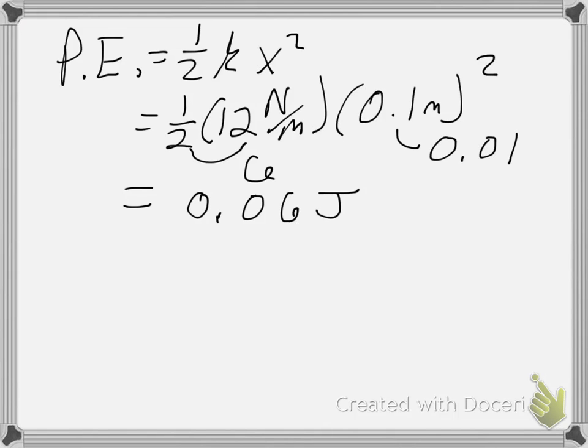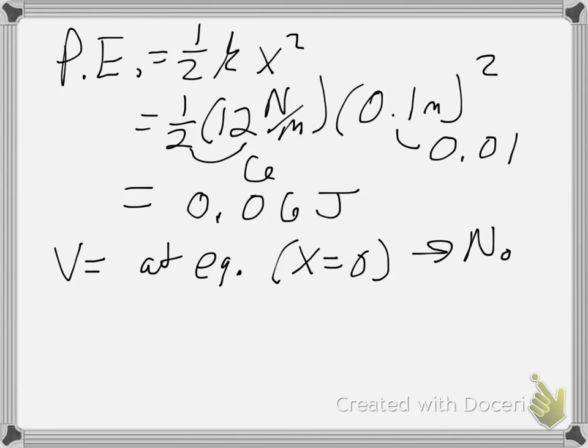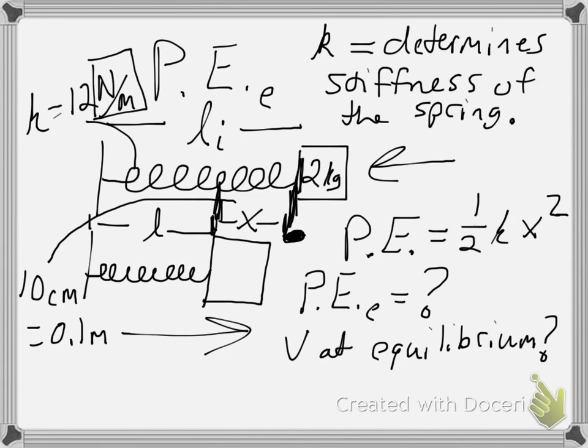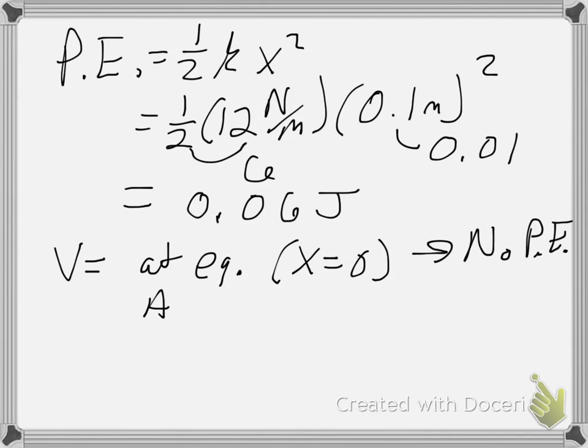Now, if I want to calculate the velocity at equilibrium, equilibrium means that our x value is 0, and hence no potential energy. So as the block is sprung forward and it moves through the equilibrium position right here, at that specific point, all of the energy is now kinetic. So at equilibrium, all energy is now kinetic.